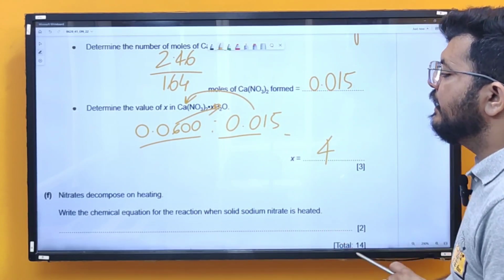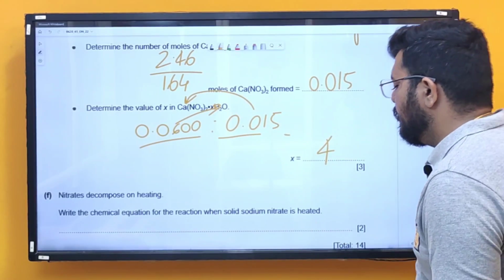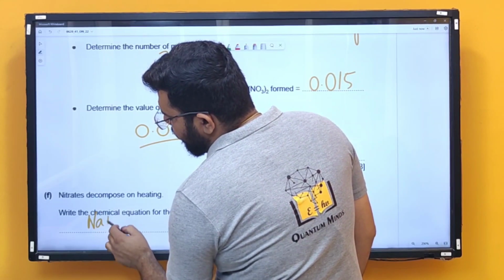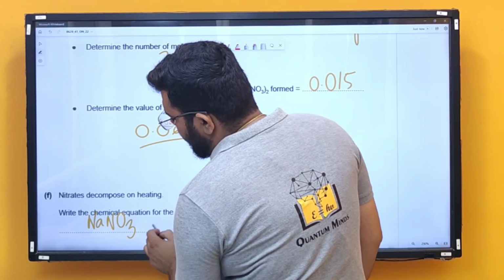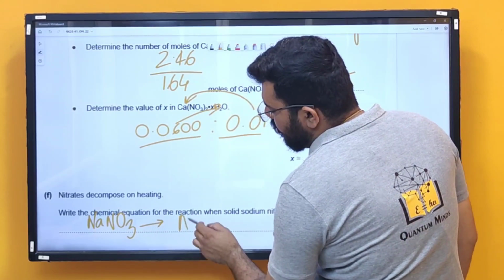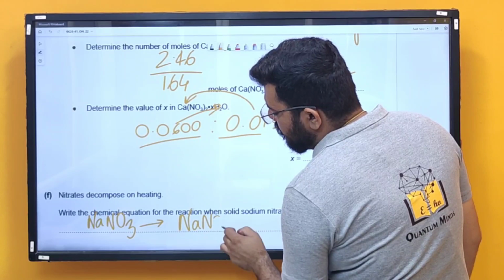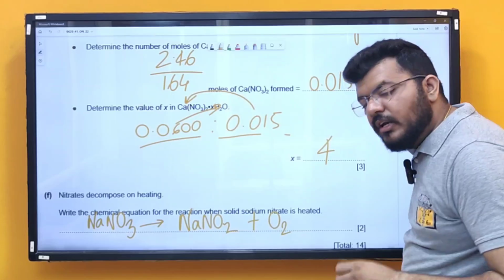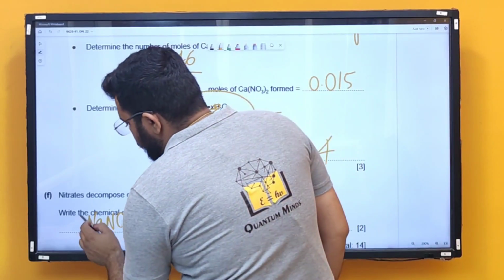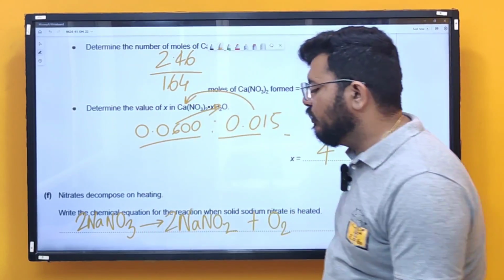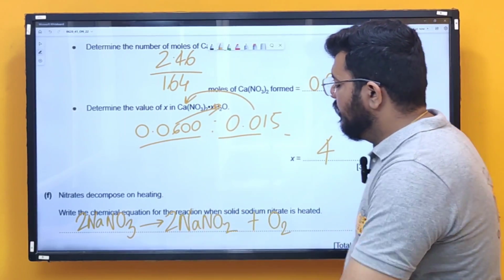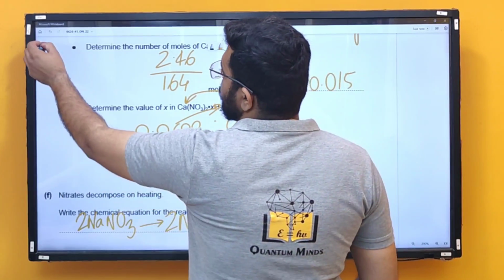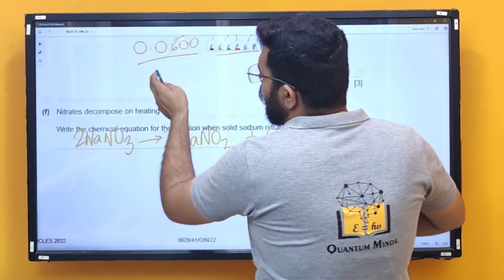Nitrates decompose on heating. Write the chemical equation for the reaction when solid sodium nitrate is heated. So sodium and potassium nitrate decompose a little different from other nitrates, right? So sodium and potassium nitrate form nitrites and give out oxygen. All other nitrates form oxygen. They also form nitrogen dioxide and the oxide of the particular metal, right? So this is your answer. You can include state symbols here because it is of 2 marks.